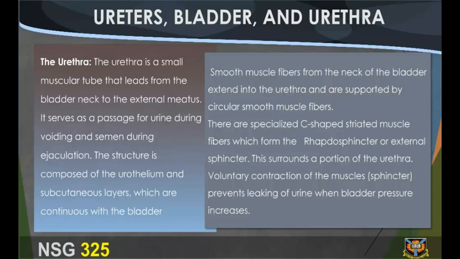Smooth muscle fibers from the neck of the bladder extend into the urethra and are supported by circular smooth muscle fibers. There are specialized C-shaped striated muscle fibers which form the rhabdosphincter or external sphincter. This surrounds a portion of the urethra. Voluntary contraction of the sphincter muscle prevents leaking of urine when bladder pressure increases.